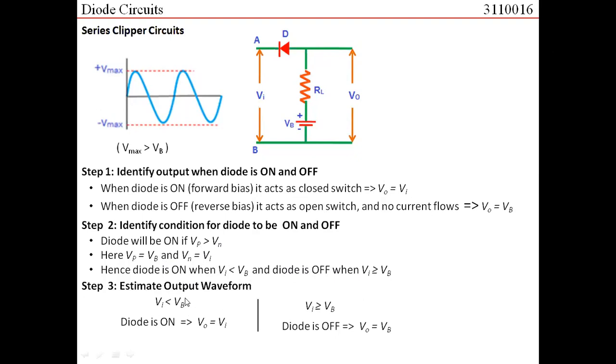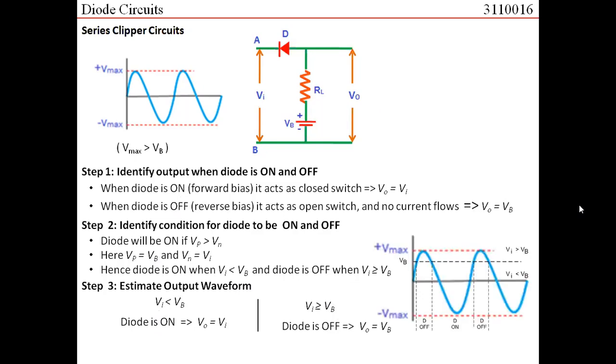So when the input voltage is less than VB, the diode is on. The diode is on, output voltage would be same as input voltage. But when input voltage is greater than VB, diode would be off. And when the diode is off, output voltage would be same as VB. Let us try to understand this in terms of the waveform.